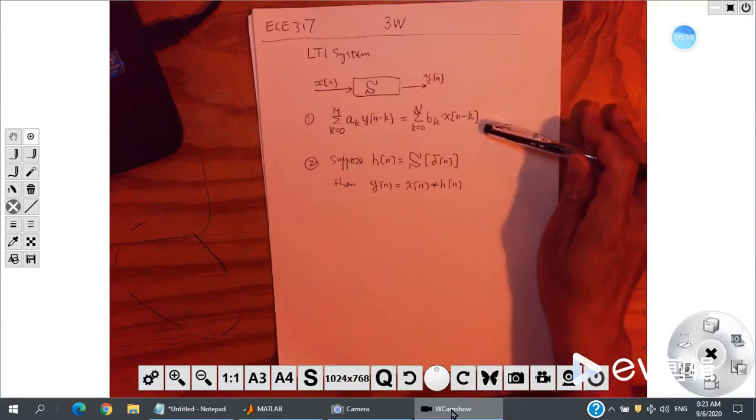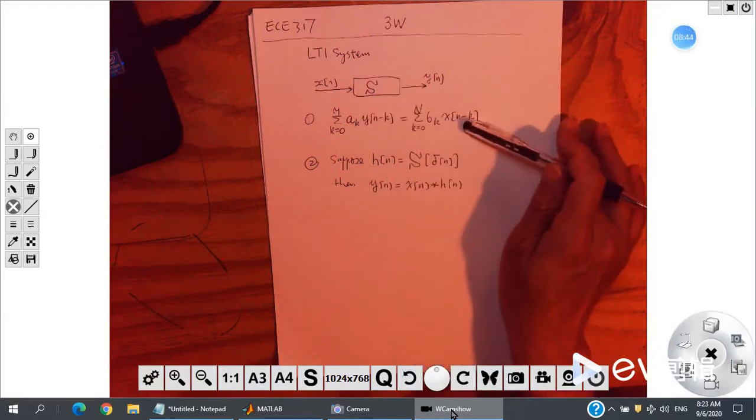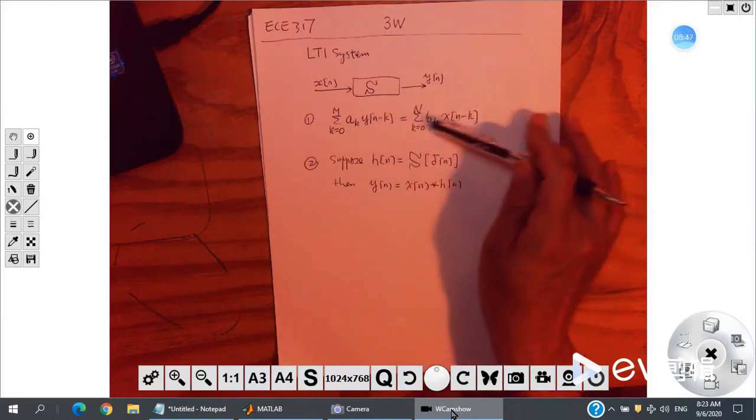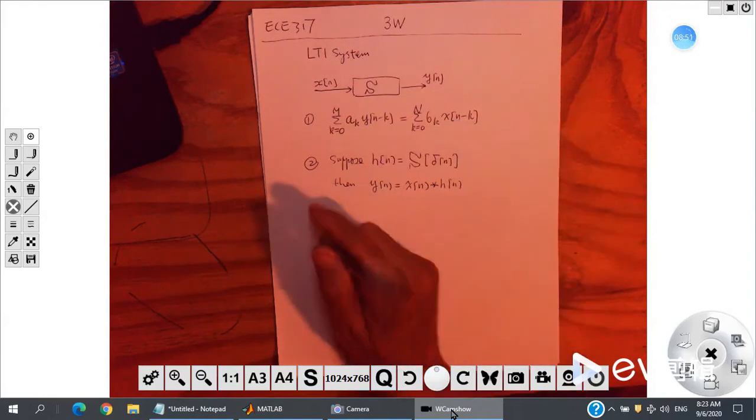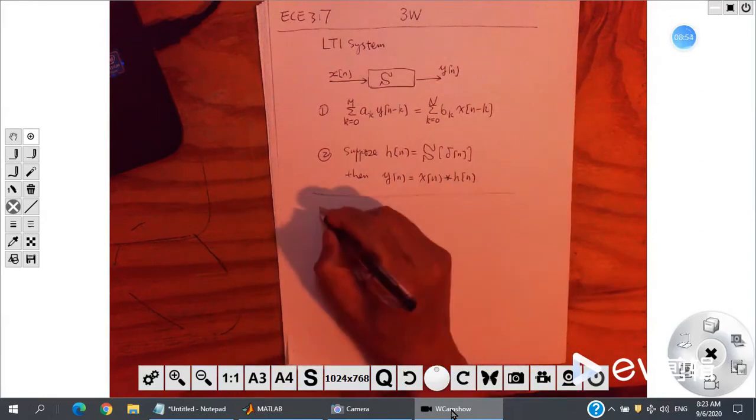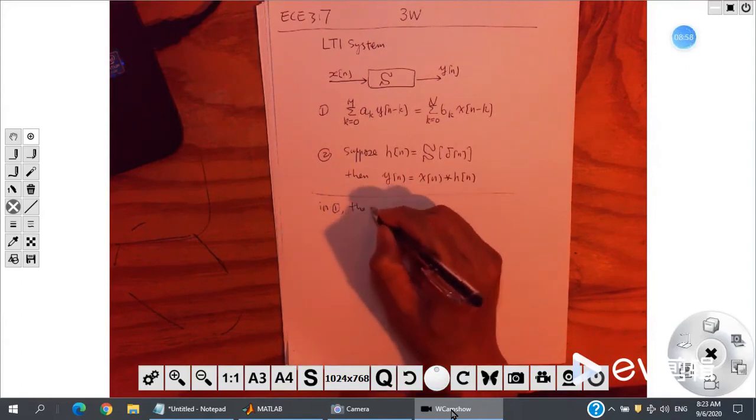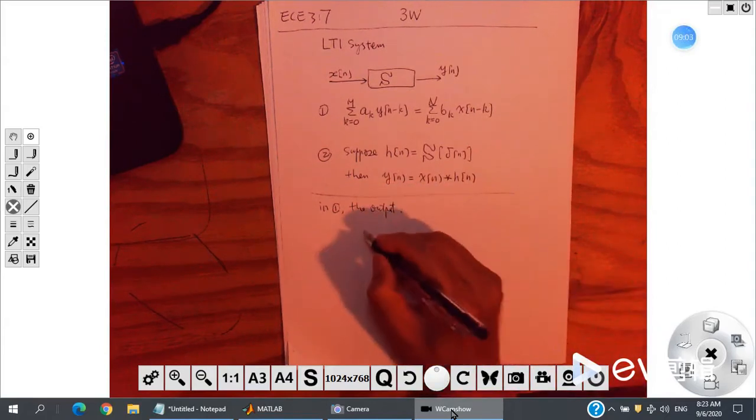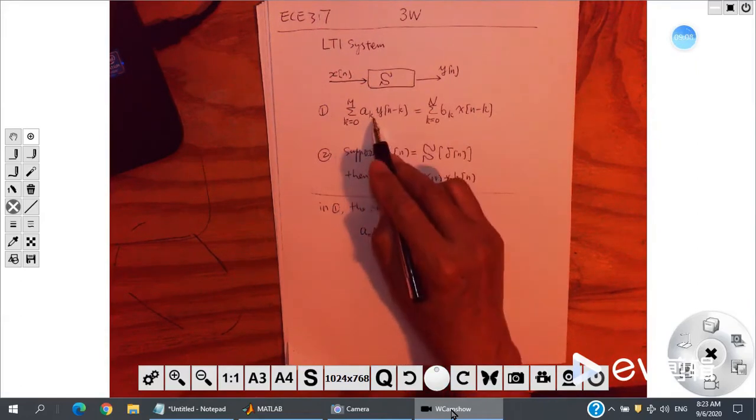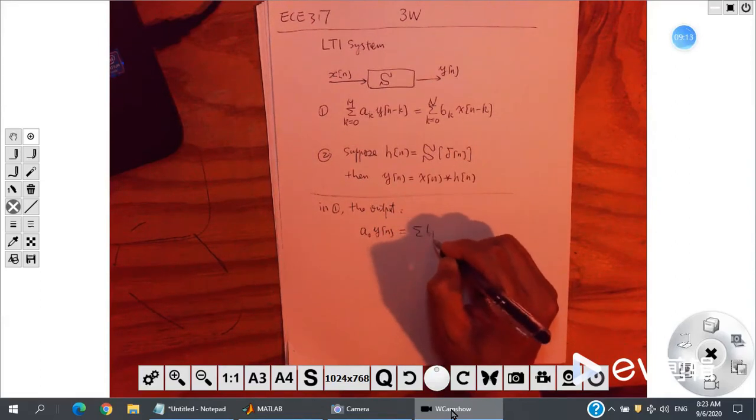With the first way, you need to determine y by solving this equation. You cannot get the answer directly from here. You need to make some changes mathematically. I keep a_0 y of n as the first term. Now it equals the summation of those b_k.